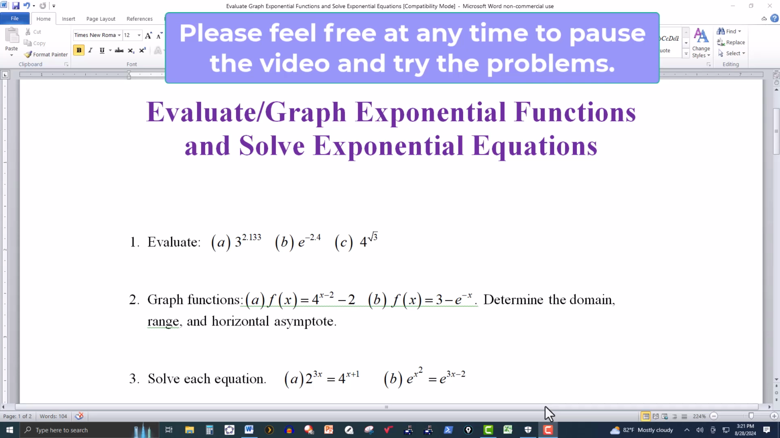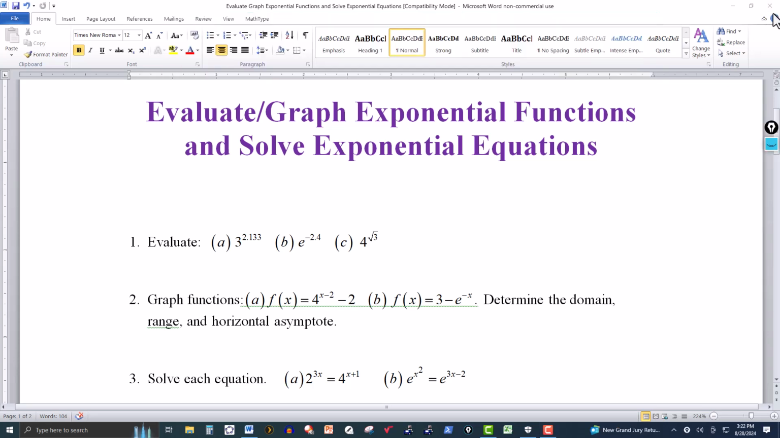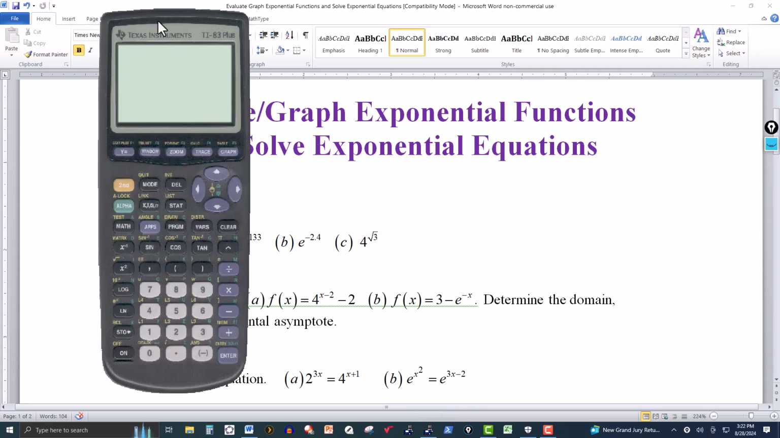In this video, we're going to evaluate exponential expressions, graph exponential functions, and solve exponential equations. So for problem 1, we have 3 exponential expressions to evaluate. This calls for a calculator, either a graphing calculator or a scientific calculator.